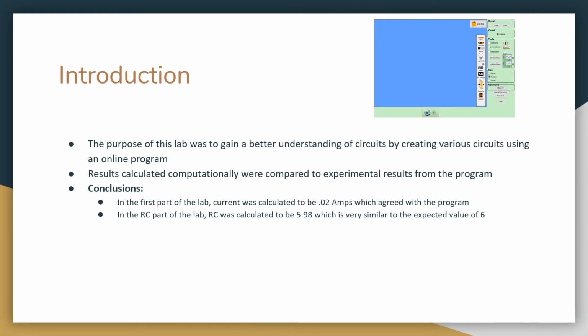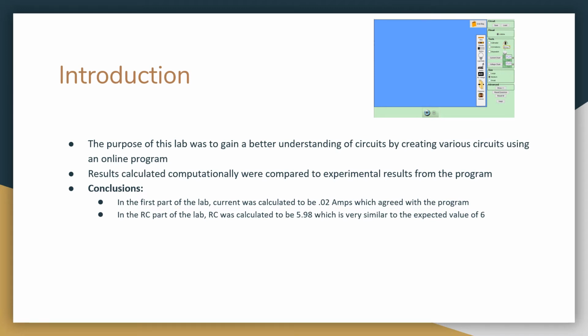The purpose of Lab4 was to gain a better understanding of circuits by creating various circuits using an online software and seeing how these various circuits behaved. Results that were calculated computationally using knowledge gained in class were compared to experimental results that were gotten from the online circuit making software. In the first part of the lab, I calculated a current of 0.204 amps, which agreed with the results that I got from the program.